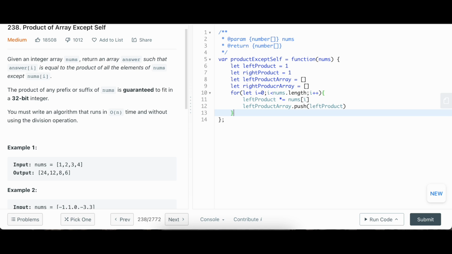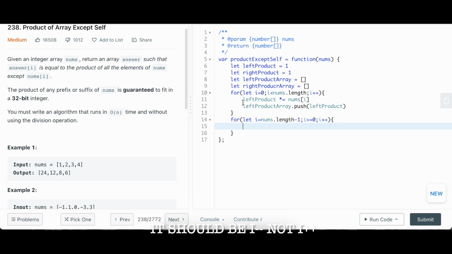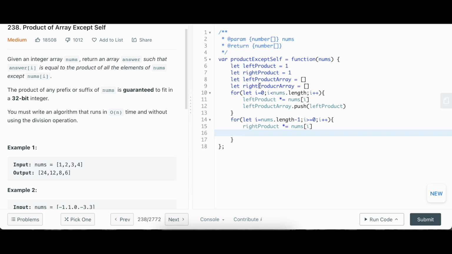So at the end we will have our left product, and similarly we will come from the back side. This is for the right product array. So what do we need to do? Similarly, the right product array will be equal to the current element that we are multiplying, and then we will push it into our right product.